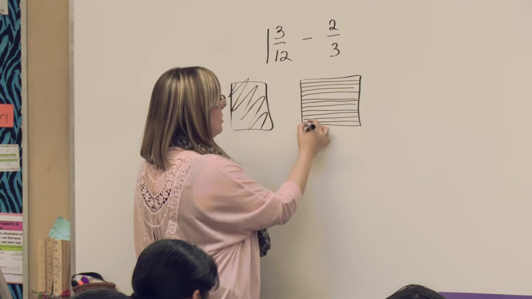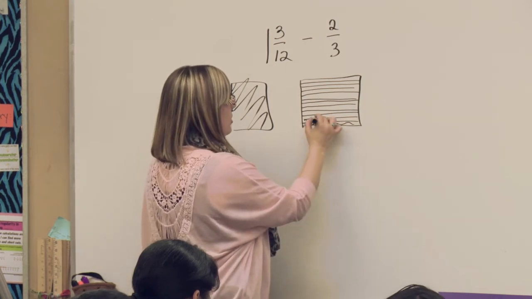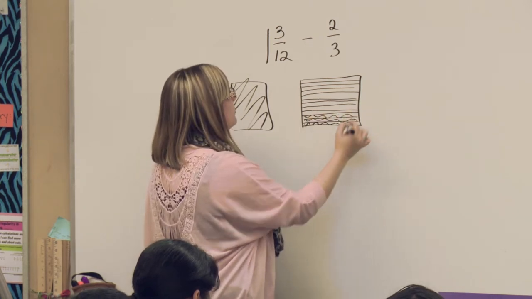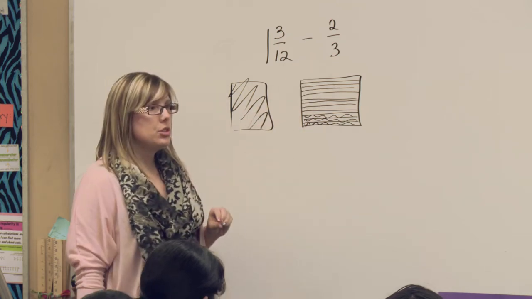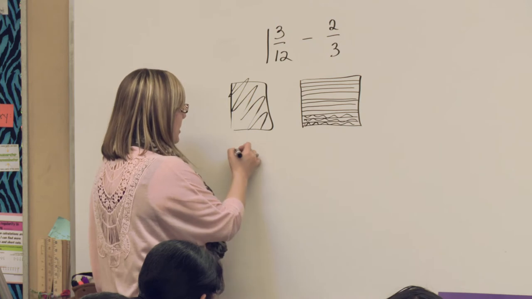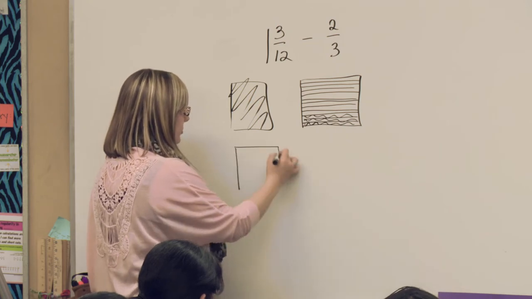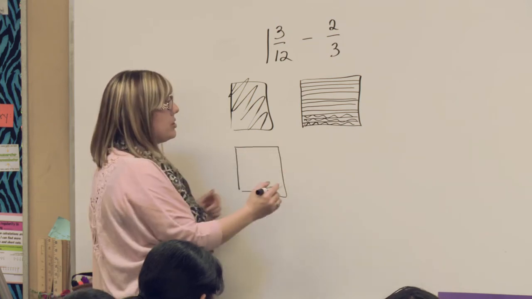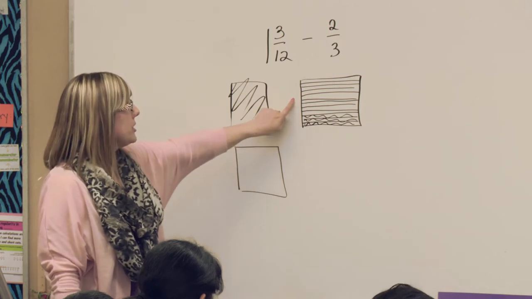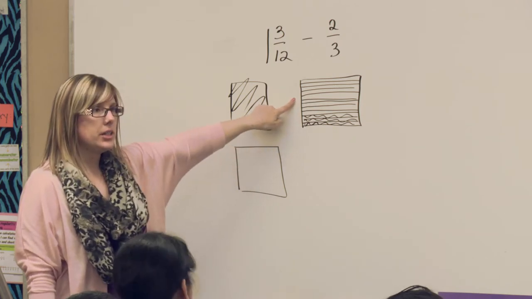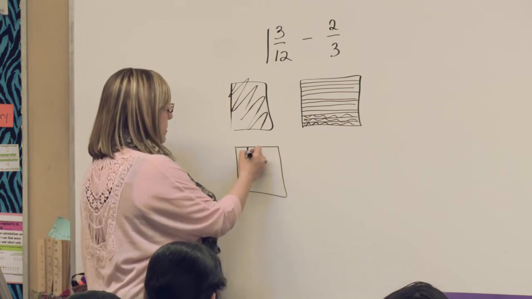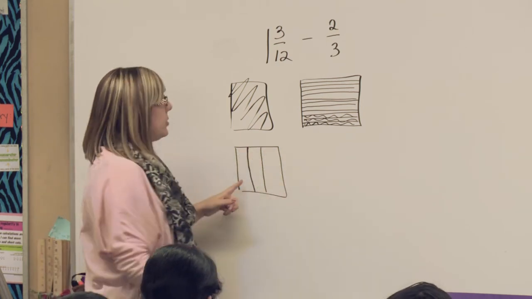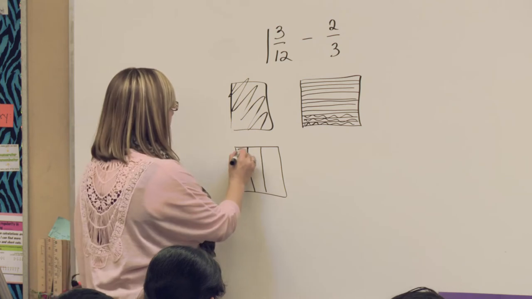1, 2, 3, 4, 5. And three of those are shaded. 1, 2, 3. Okay, and then I'm going to represent my other fraction. I have 2/3. Yay, that one's going to be a little easier. Okay, I'm going to go the opposite direction. I went horizontally, so now I need to show it which way? Vertically. And how many are shaded? Two.